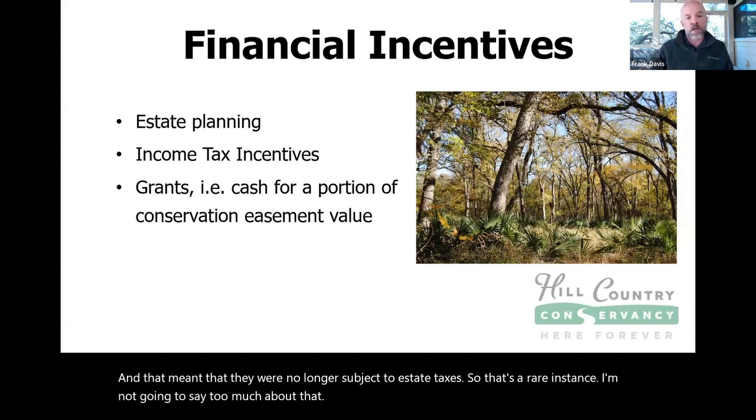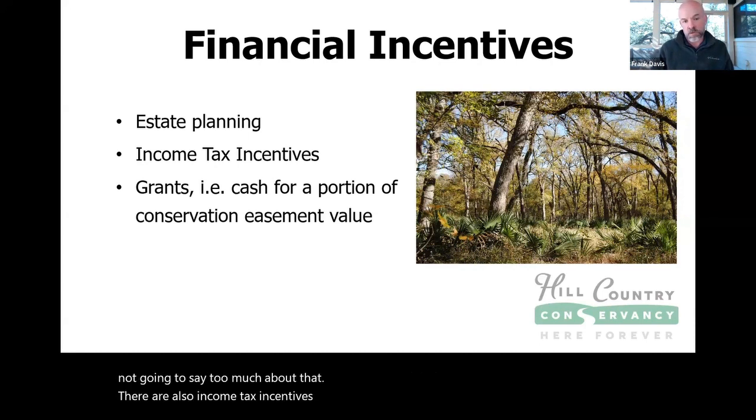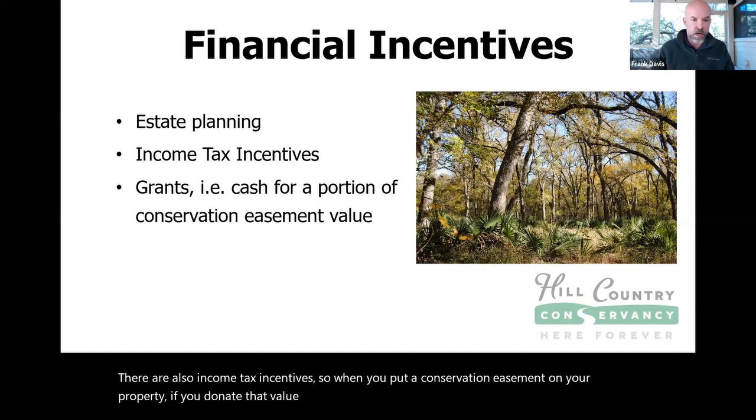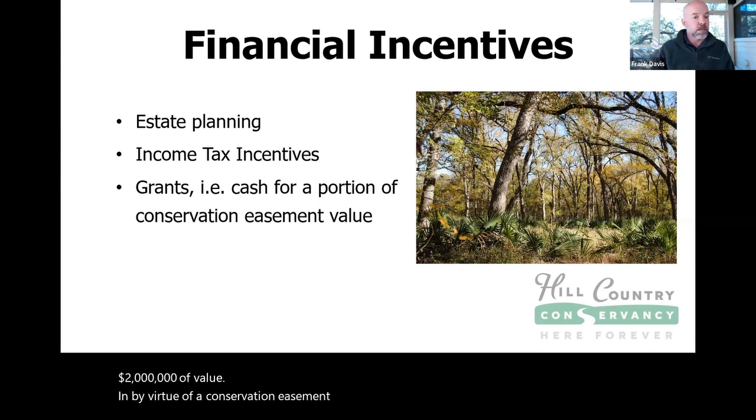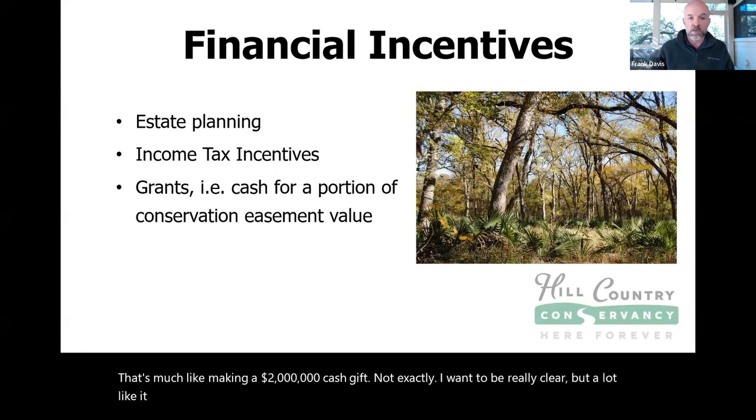I'm not going to say too much about that. There are also income tax incentives. So when you put a conservation easement on your property, if you donate that value in that hypothetical scenario I made up, if you donate $2 million of value by virtue of a conservation easement, that's much like making a $2 million cash gift. Not exactly, I want to be really clear, but a lot like it. In many ways, this is like making a gift to a nonprofit. So it's an in-kind donation, and there are income tax benefits associated with that.